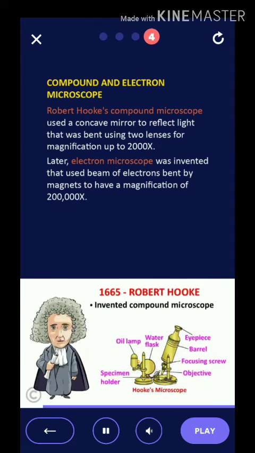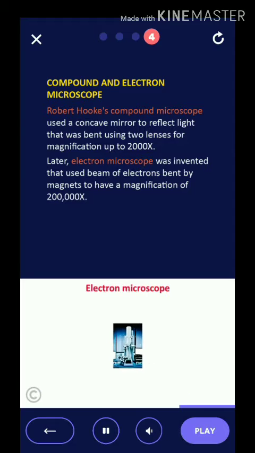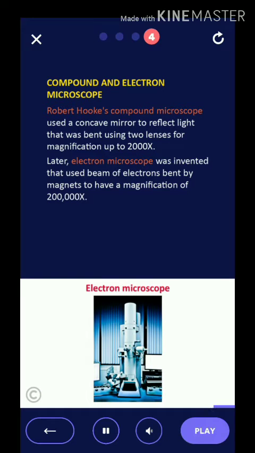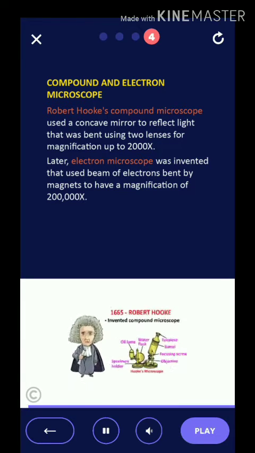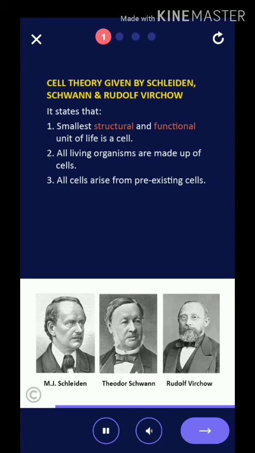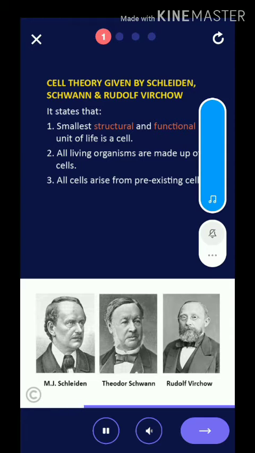Compound and electron microscope. Robert Hooke's compound microscope used a concave mirror to reflect light that was bent using two lenses, for a magnification of up to 2000 times. Later, the electron microscope was invented, which used a beam of electrons bent by magnets to give a magnification of 2 lakh times. The cell theory was proposed by Schleiden, Schwann and Rudolf Virchow.